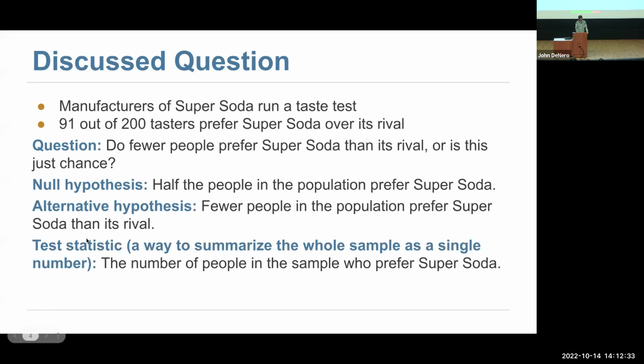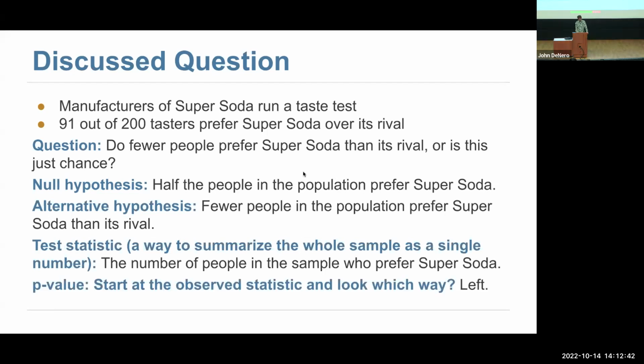We also sampled under the null hypothesis many times to get many simulated test statistics, and we looked at their distribution. When we looked at their distribution, we were able to calculate a p-value, which we got by looking at the distribution under the null hypothesis, finding the observed test statistic, and looking left. Why did we look left? That was in the direction of the alternative hypothesis, where we thought that fewer people in the population prefer super soda than its rival. So 91 or fewer.